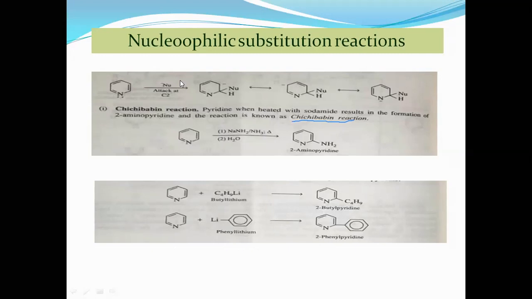Then in the next reaction, pyridine reacts with butyl lithium, which is an organometallic compound, C4H9Li. In butyl lithium, C4H9 leaves through heterolytic cleavage, and we get C4H9 minus and Li plus. This C4H9 minus acts as a nucleophile. It attacks the pyridine ring, and we can get 2-butylpyridine.